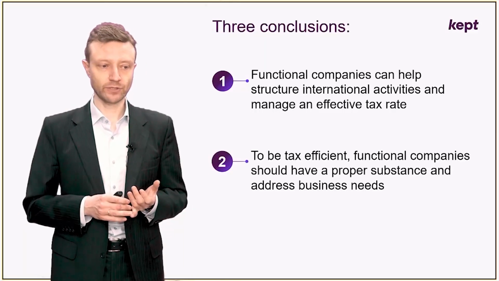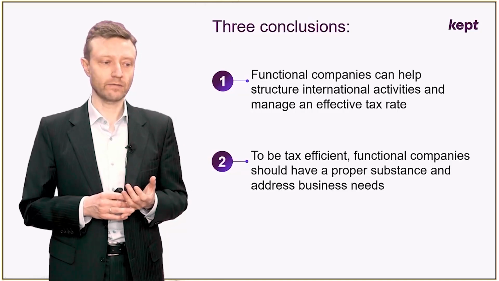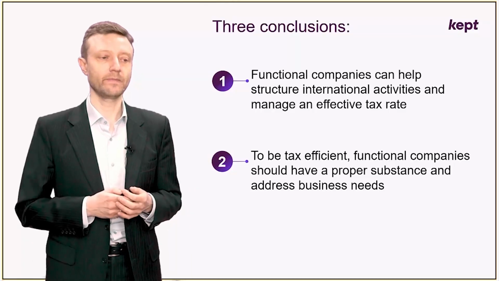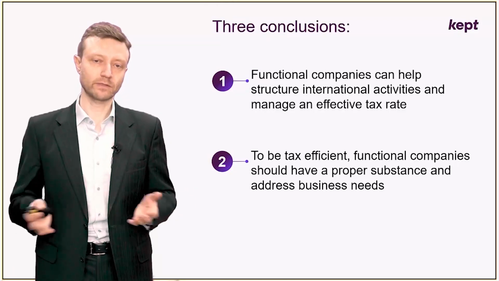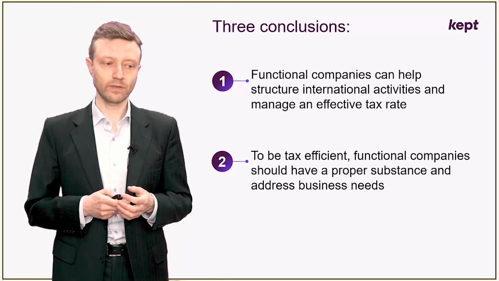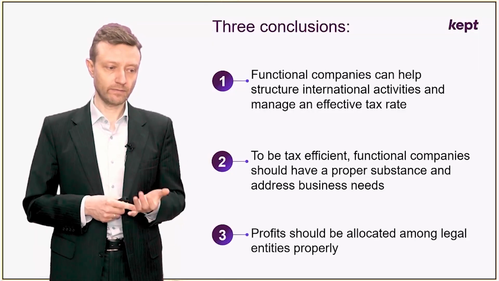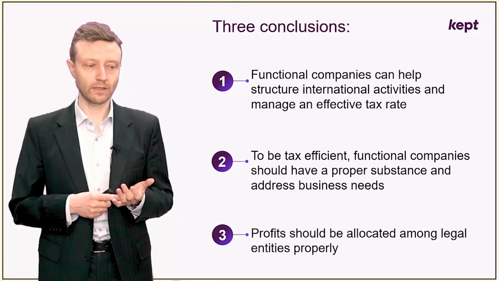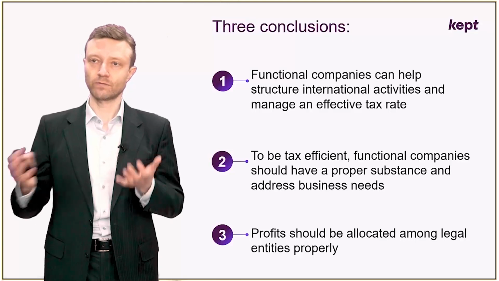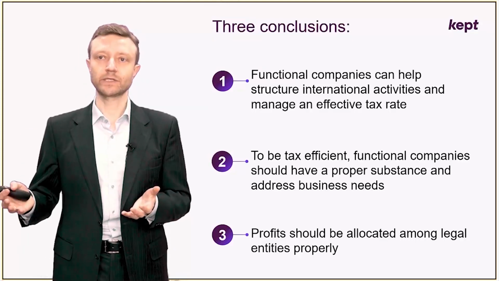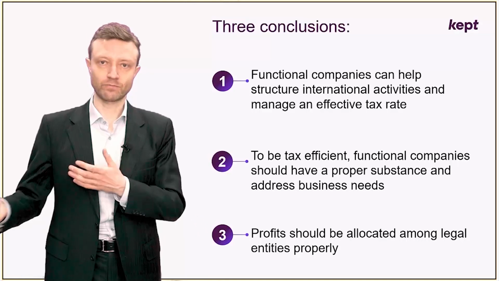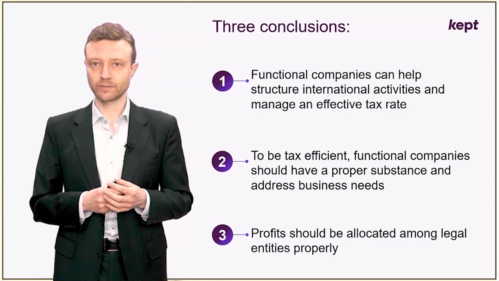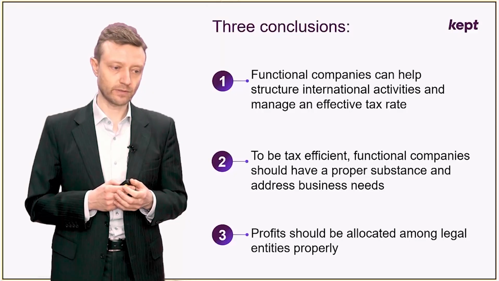But to be tax efficient, functional companies should have proper substance and address business needs. They should be in line with business in general. They should have genuine purpose. And finally, the third conclusion is that profits should be allocated properly among legal entities. And this means that, first of all, imbalances should be avoided, but at the same time, artificial shifts of profits from one legal entity to another, which is not in line with transfer pricing principles, is not appropriate either.